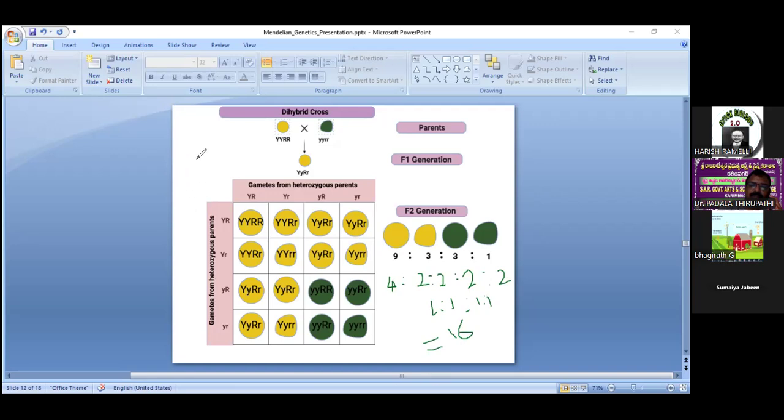In the monohybrid, what is the total progeny in the F2 generation? 4 only. How many boxes do you see in the Punnett square? 4 boxes. In the dihybrid, how many boxes are there? 4 into 4, that is 16. This is the total progeny obtained in the F2 generation. So the phenotypic ratio is 9:3:3:1, and the genotypic ratio is 4 2s and 4 1s. The ratio never changes, you can remember it blindly. Is it clear?